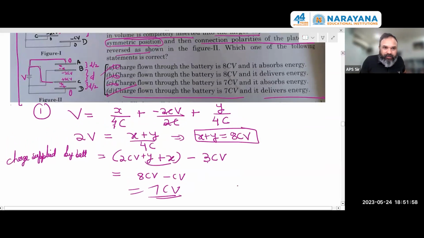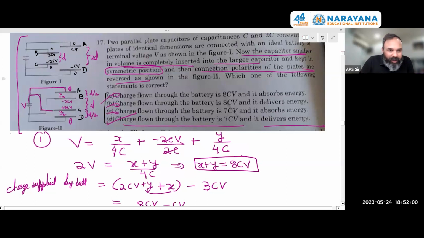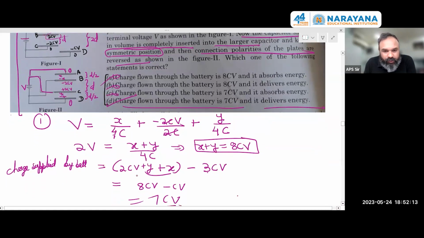So that is perfectly fine. That's what I was trying to explain. Just for a moment, observe. The positive plate was connected to this, and they were having a total charge of 3 CV. In the final state, this positive is connected to this, and they're having a total charge of 2 CV plus Y plus X. So basically, the deficit is what the battery has supplied, and that comes out to be 7 CV, because the battery is supplying charge, so it is delivering energy.